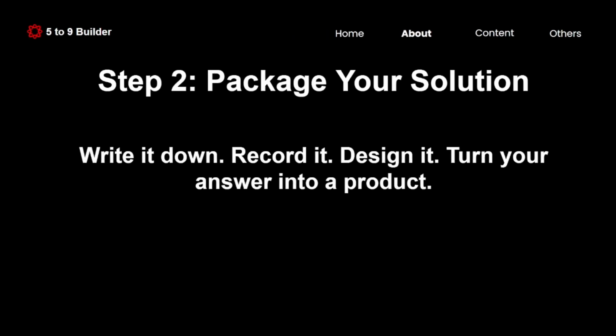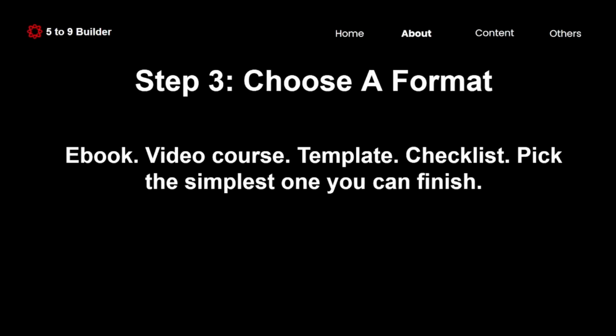Now, what you have to do is your solution that you think you have that is going to solve that particular problem you have identified. We are now going to package it, write it down, and then record it, design it, turn your answer into a product. Okay, so the solution that we have is what we are going to turn into an ebook right now. Now, the third one is we are going to choose a format, which is an ebook, a video course, a template, a checklist, or whatever it is. Just pick the simplest one you can finish and then go ahead with it. But like I said, we are going to choose ebook for this particular solution that we have.